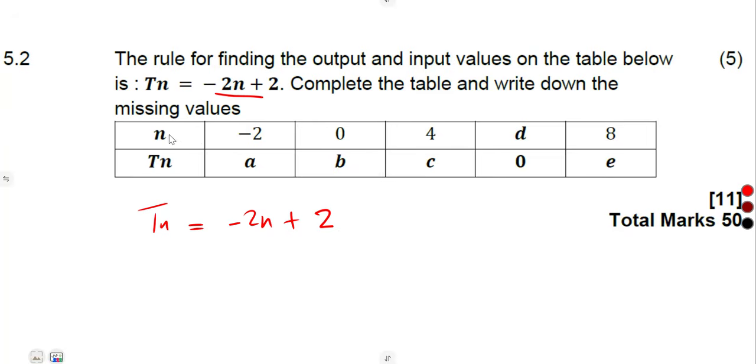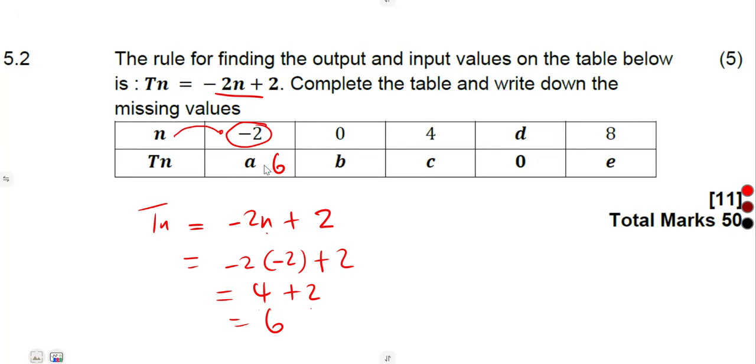So the first one, n is minus 2. What is the value of A? So A is the value that corresponds when n is minus 2. So we simply substitute. In place of n, we put minus 2. So that's minus 2 times minus 2, that's positive 4, plus 2. So that's going to give us 6. So A is equal to 6.